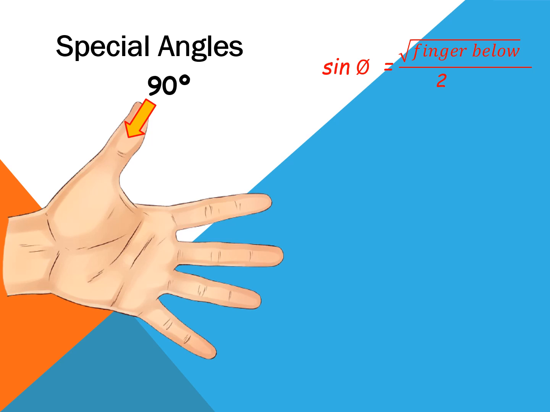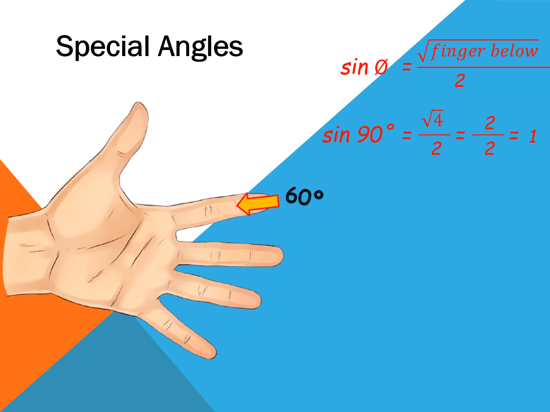Let's say, for example, the number of fingers below the arrow is 1, 2, 3, 4. So therefore, sine 90 degrees is equal to square root of 4 over 2, which is also equal to 2 over 2, or equal to 1.